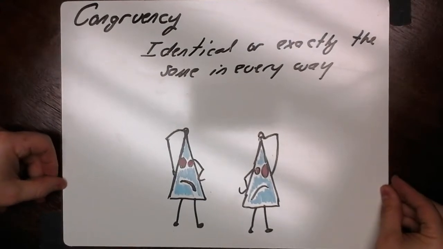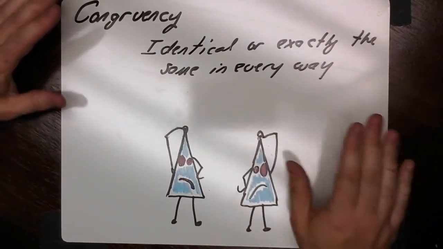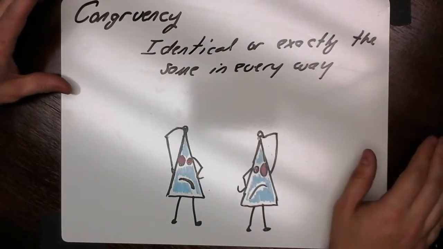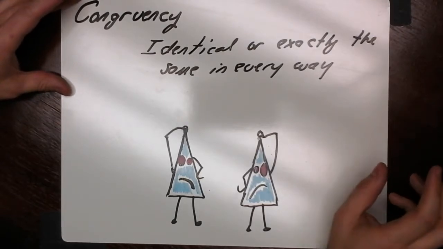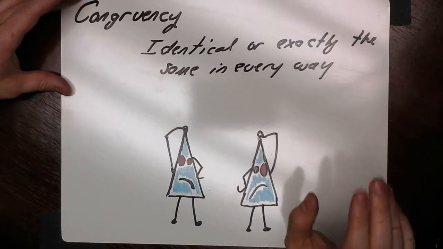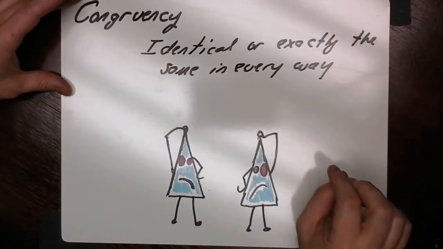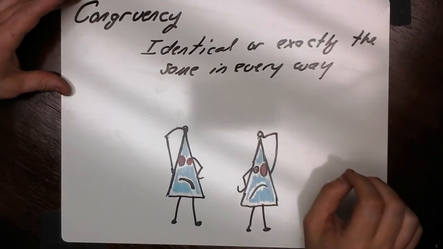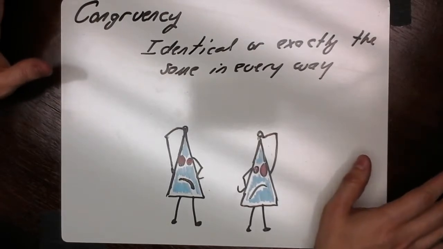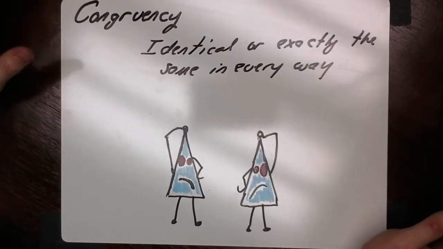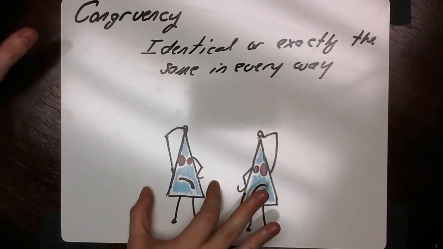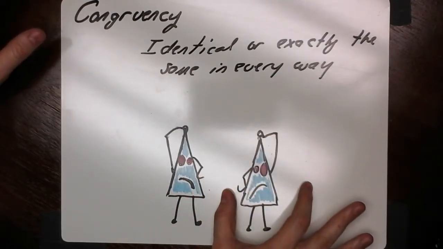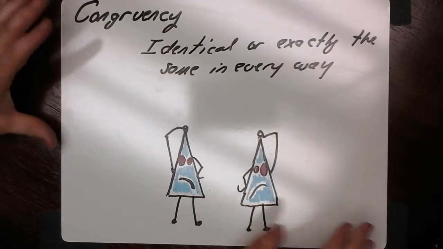Okay, let's get started. So first, I'm talking congruency. Congruency is a similar term to equal or equivalence. The typical difference between equivalence and congruency is that congruency is identical or exactly the same in every way, whereas equivalence is usually referring to a numerical value. 5 equals 5. But this triangle monster is congruent to that triangle monster, if that makes sense. So that's how we use the terms.